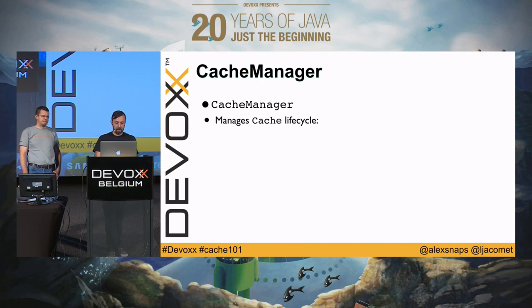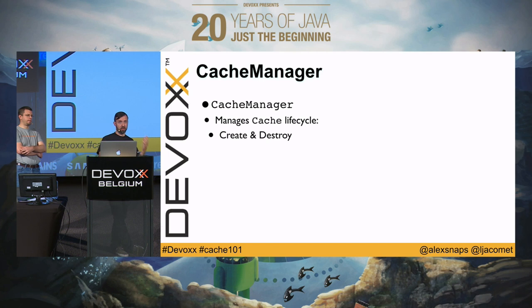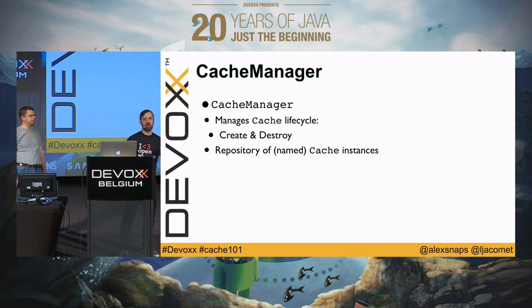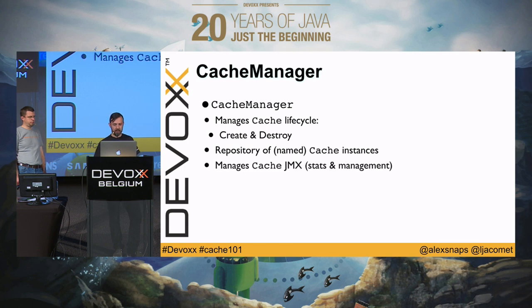Right. So the cache manager itself manages the lifecycle of caches, i.e. creating and destroying them. It also acts, again, as a repository of named cache instances, so that when you create a cache, you give it a name. Then you can get it back through the cache manager by just asking for that cache again, providing the name. It manages the two MXBeans that I talked about.